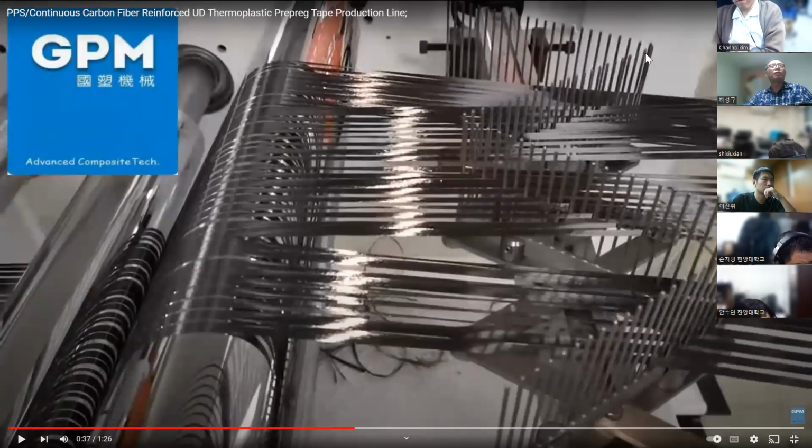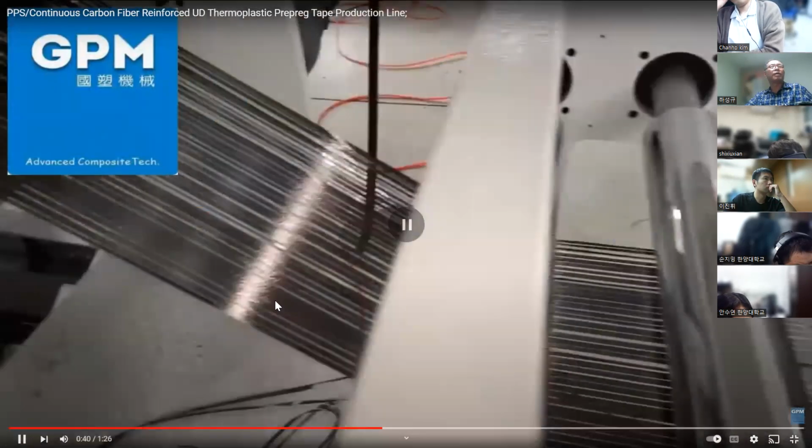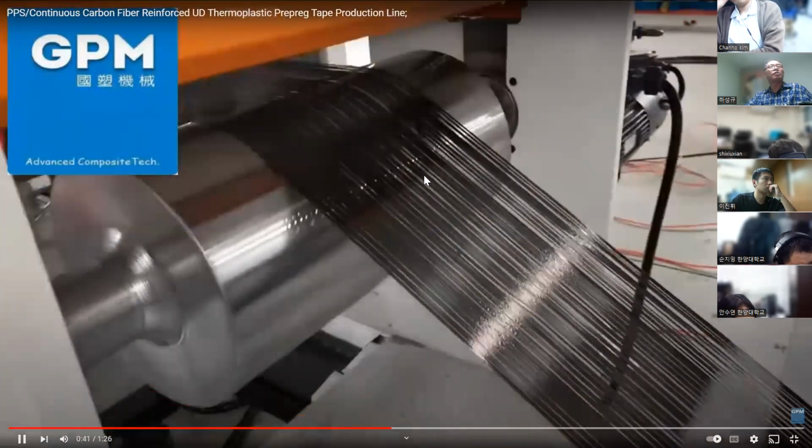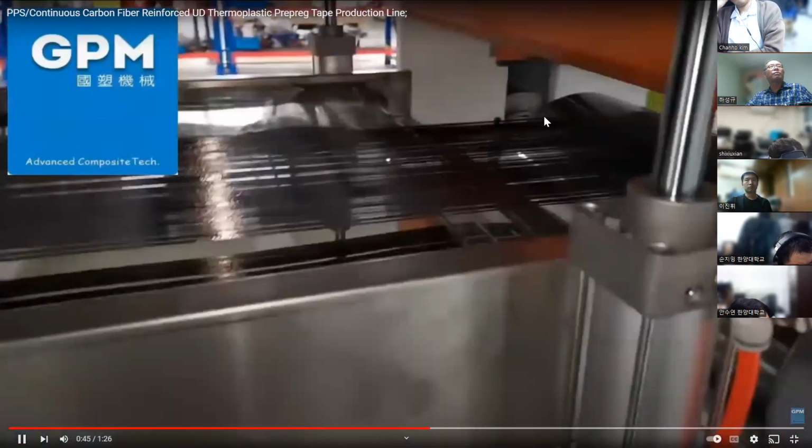Now we have a comb so that it can be well spread. And we have a roller, many different rollers. Each roller has a certain purpose, but as you can see, we are spreading more and more through some stages.